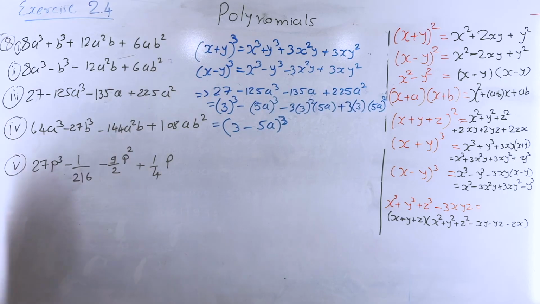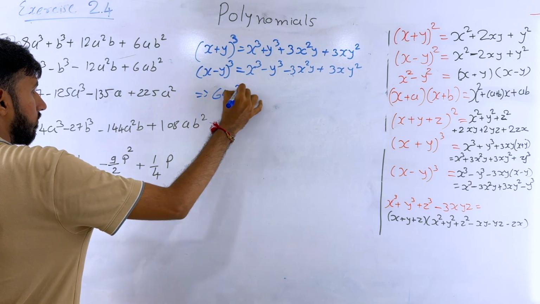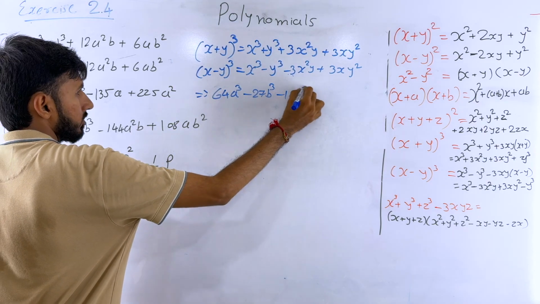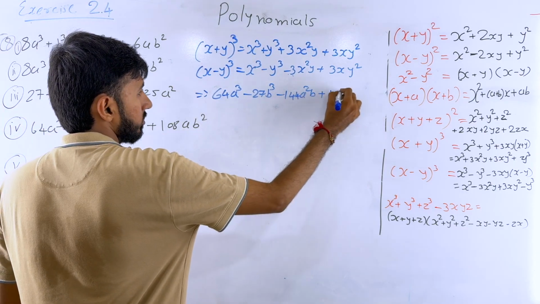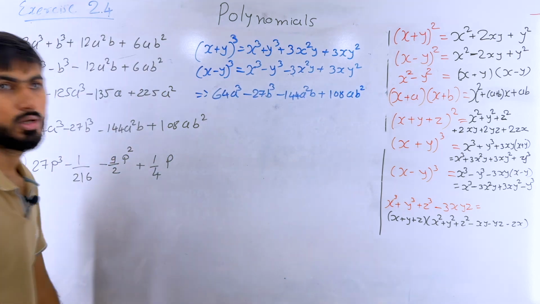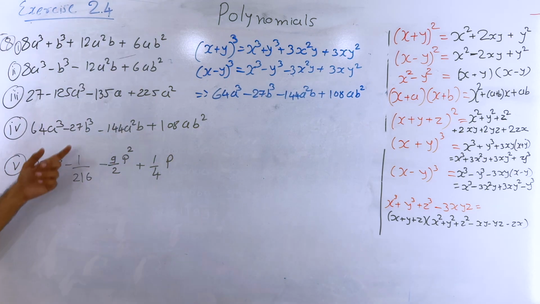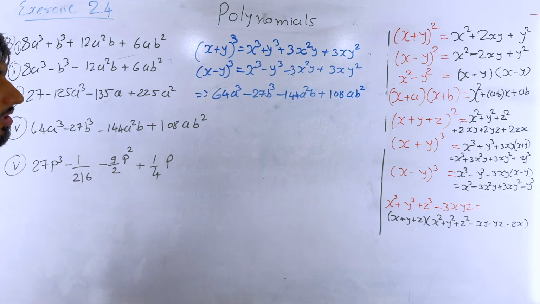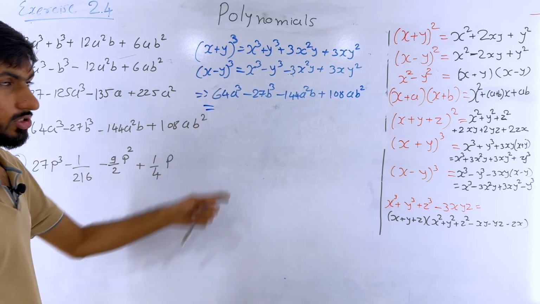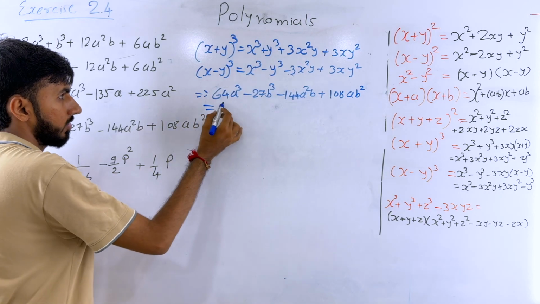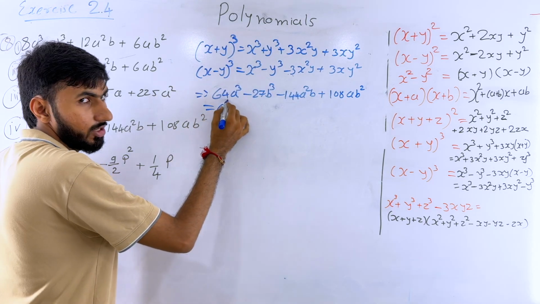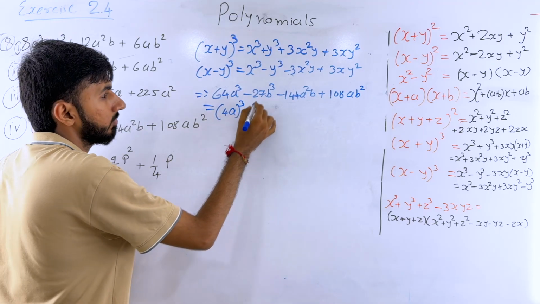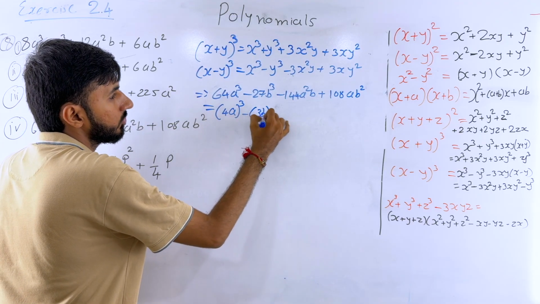Now fourth one, 64a cube minus 27b cube minus 144a square b plus 108ab square. Now if you look at the question, we have minus signs, so we have to use the second identity x minus y cube, right? Now let us convert the question in suitable form. So I have to write x cube, here I have 64, I can write this as 4 cube, right? So 4a cube, then 27b, that is 3b cube, right?